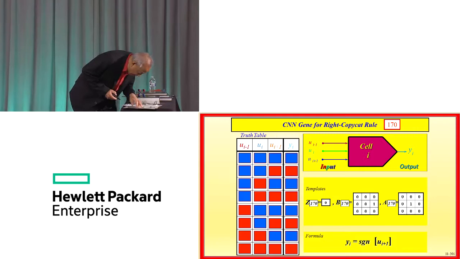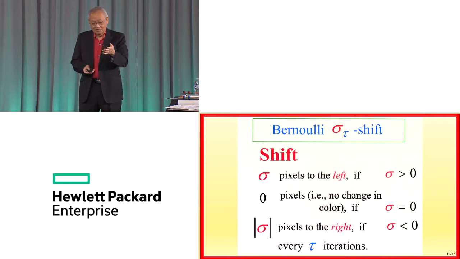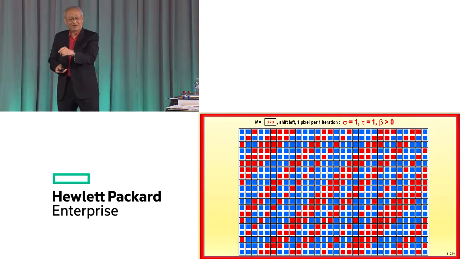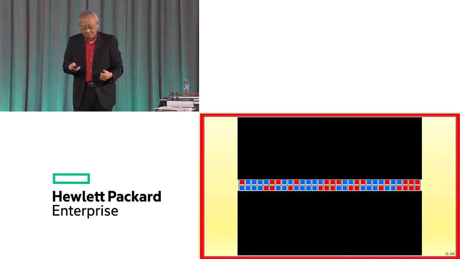We just started talking about Bernoulli shift, and now you know what the meaning is. The first one is an illustration. When sigma is equal to one, tau equal to one, beta greater than zero, that's the simplest one. You just shift left every iteration. This is just an example. I just pick any two rows. You can see the bottom row is exactly the shift of the upper row by one bit, because sigma is plus one. Plus one means go to the left. Tau equal to one means the next row.